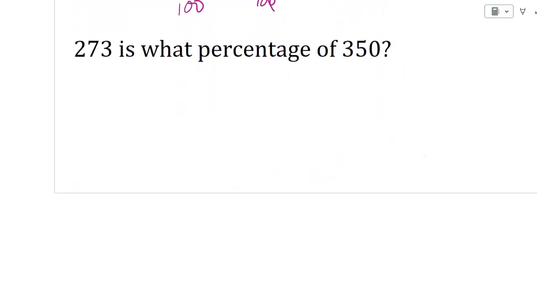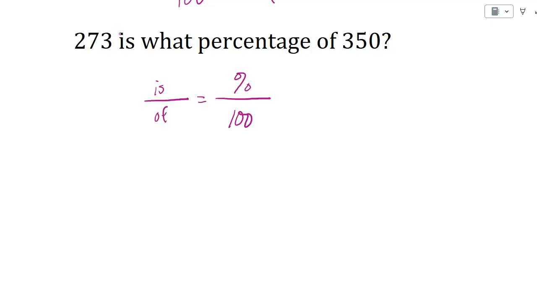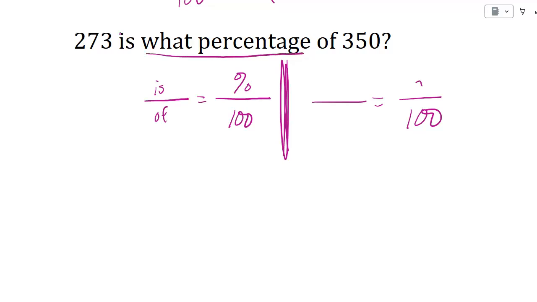And last but not least, we'll try one more example. 273 is what percentage of 350? So again, I'll write this down here so you can see. Again, portion over whole, or is over of. Okay, let's set up that proportion. We are missing the percentage, so that's going to be our x. 273 is what percentage of 350? Well, 350 is obviously the new whole because that's what we're looking at.